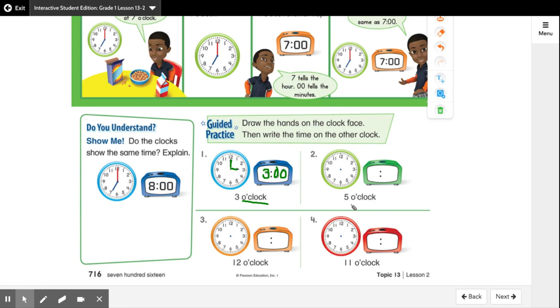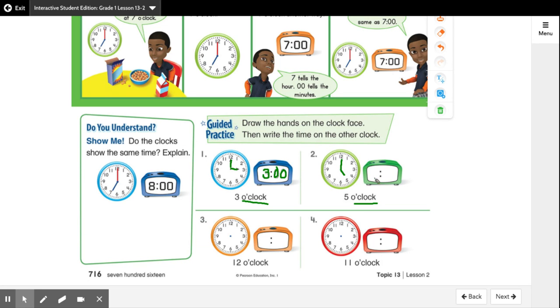All right, let's do number 2 together. 5 o'clock. Okay, where would you point the hour hand to? If you said 5, great job. Remember, we want to make this the short hand. And where would you point the minute hand to if it's saying o'clock? If you said the 12, awesome job. So I'm going to make this a little longer because that's the minute hand.